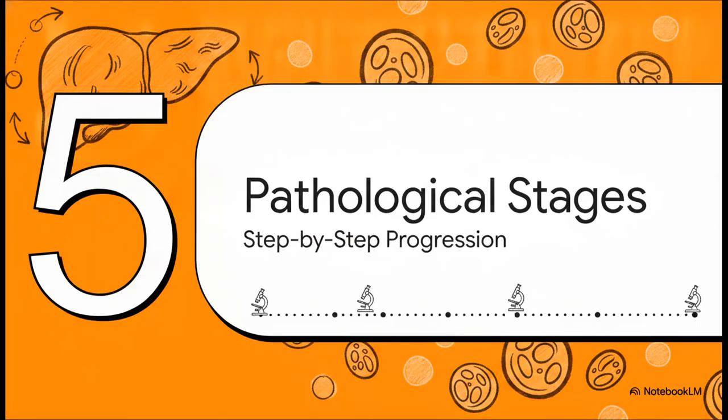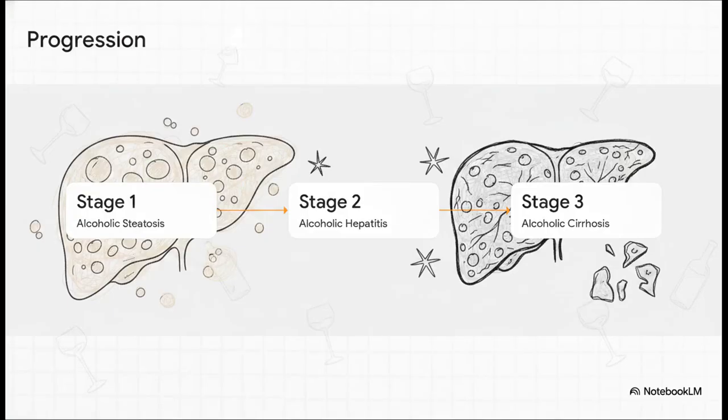Section 5, Stages of Pathological Changes. The essential thing to understand here is that hepatic destruction doesn't just happen all at once overnight. There are three clear chronological steps in this pathological journey. First, we start with alcoholic steatosis, which is commonly referred to as fatty liver. Second is the critical intermediate stage, alcoholic hepatitis. And third is the final, most severe structural collapse, alcoholic cirrhosis.